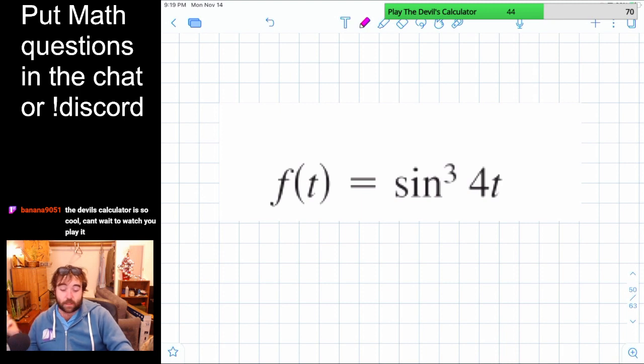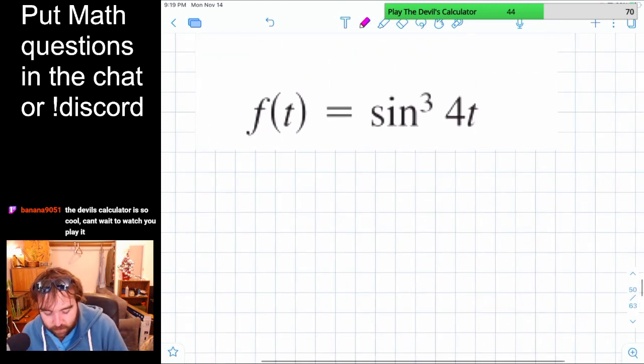So we got to take the derivative of this. And what are we going to have to do? Well, we see we got a whole bunch of functions here. So we're going to have to do chain rules, what we're going to have to do. So let's look at what we have.